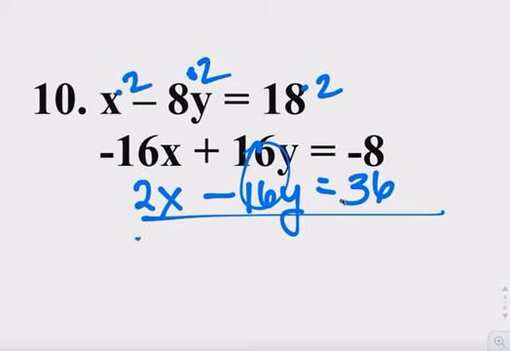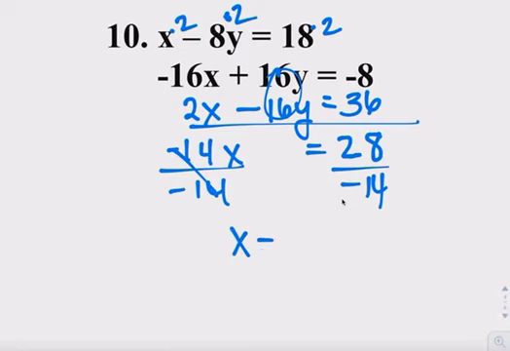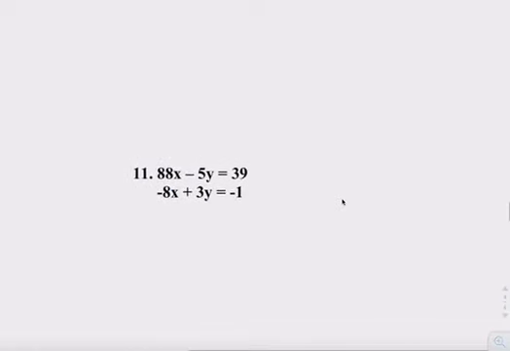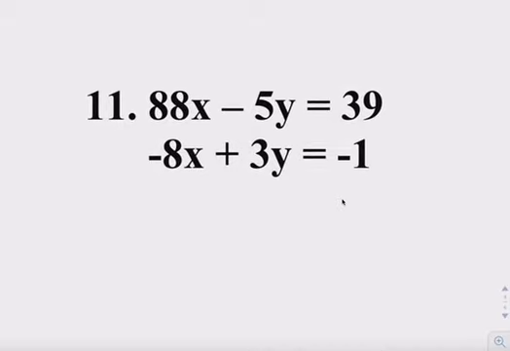Then you get negative 14x equals, positive actually, 28. Yes. Divide by negative 14. So x is equal to negative 2. And then you can find y. Here, obviously, you get rid of the x. It's the easier one of the two. Just multiply by 11.